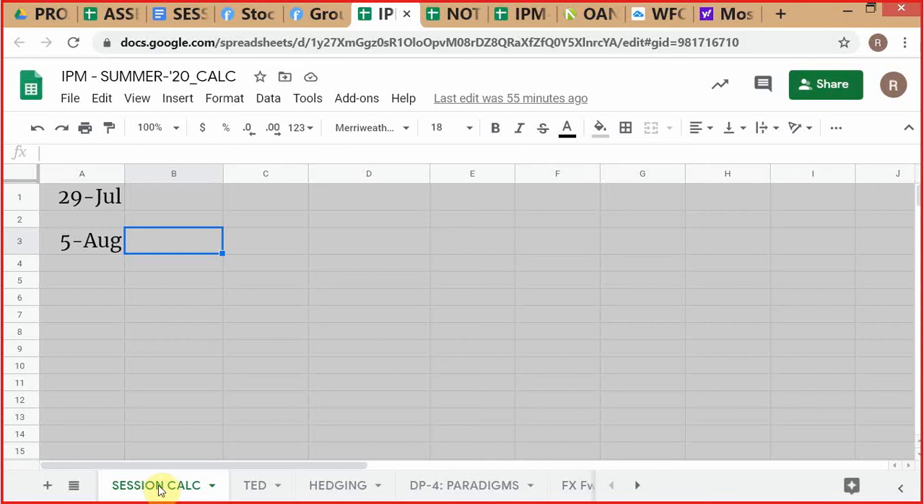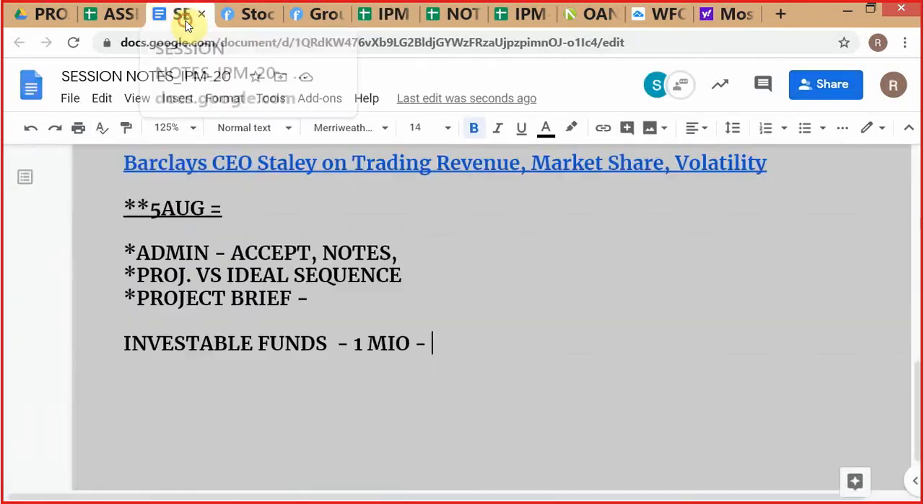In the calc file, there'll be a session calc spreadsheet. So this is here. Here's where we are going to start putting up her answers. Okay, maybe put up this point here.